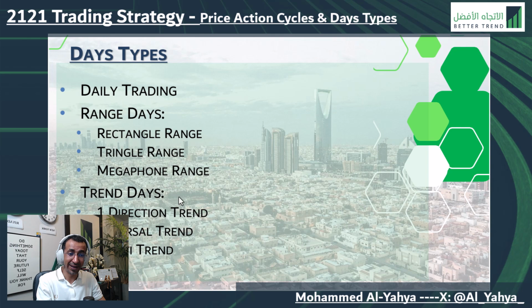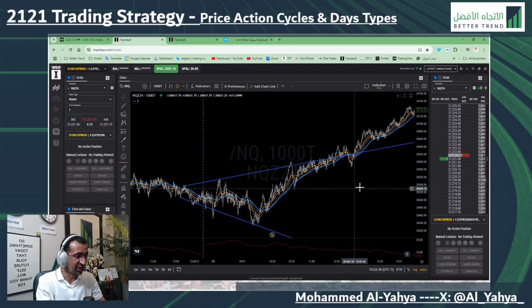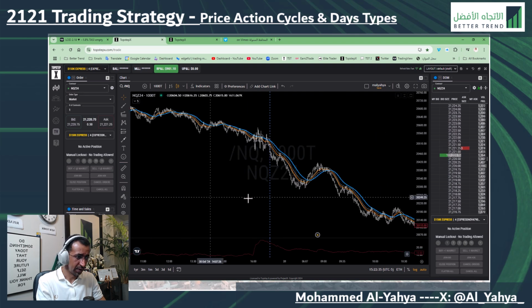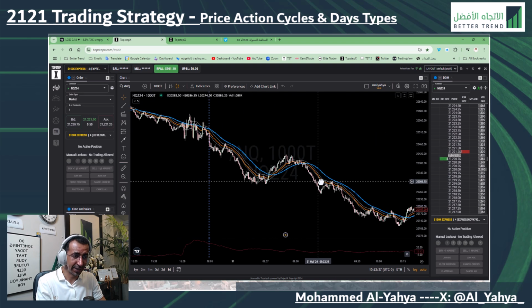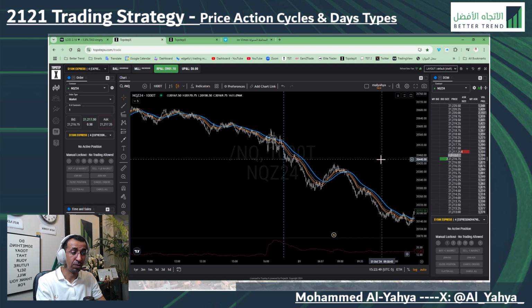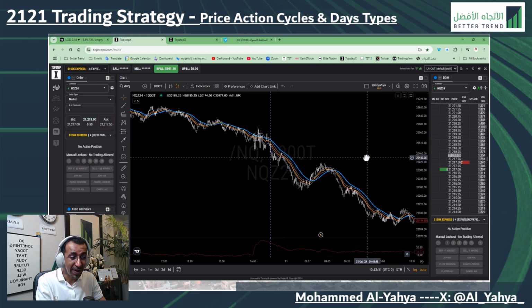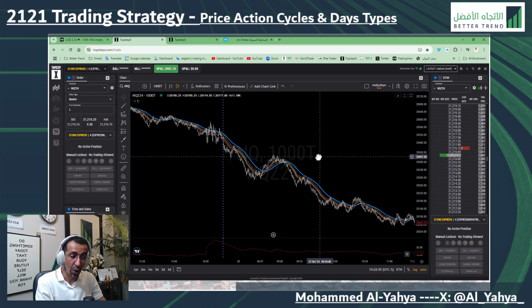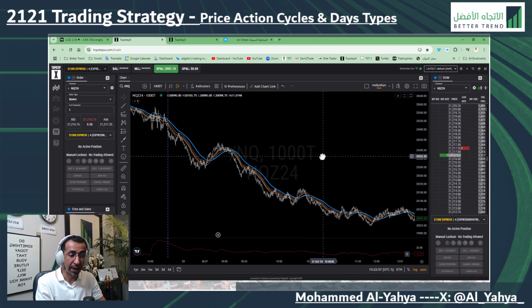Let's look at the trend days. The one direction, we saw one somewhere there. The market started here. What did the market do after that? Higher high, lower low, lower low, lower low, lower low. So until the open, the market keeps doing lower lows. That doesn't mean the market will not go higher, but it means the market is trending lower. Be careful with the buy.